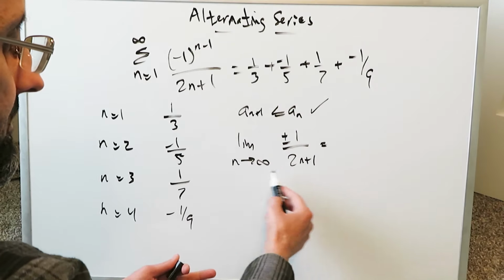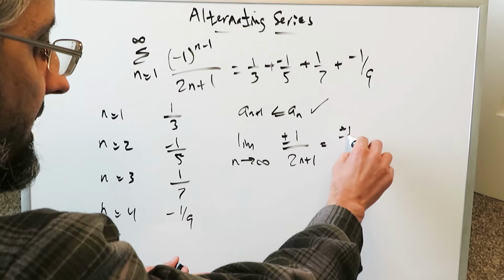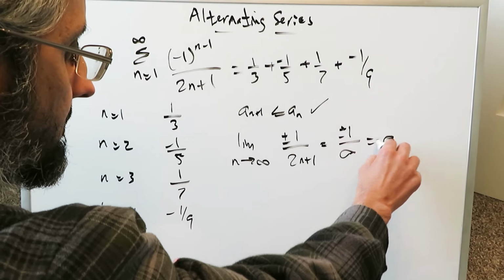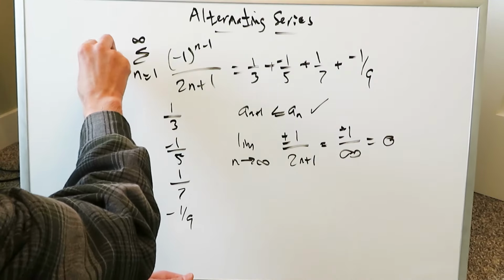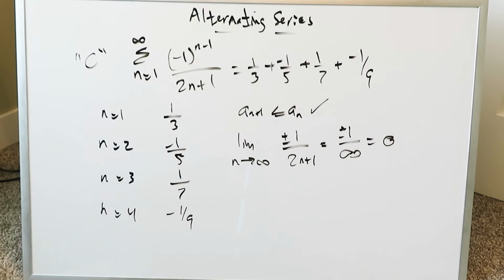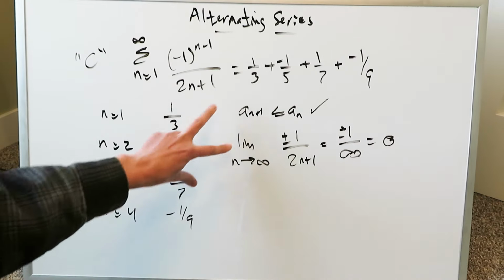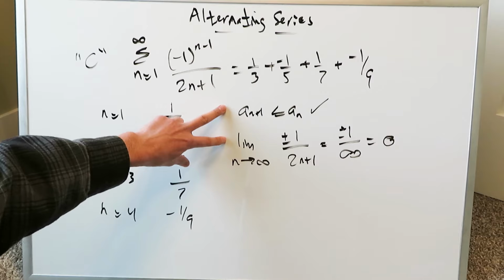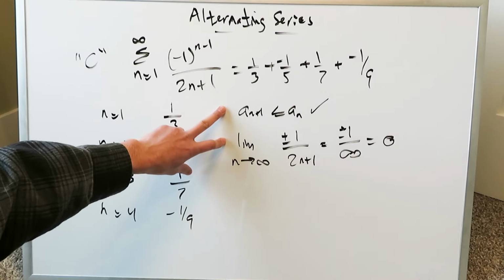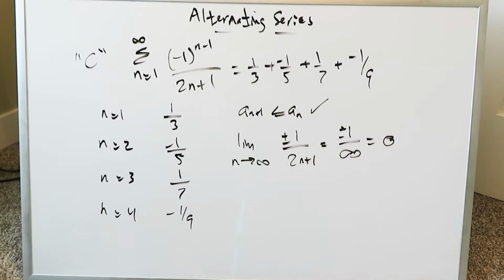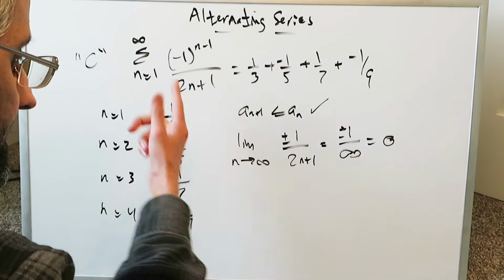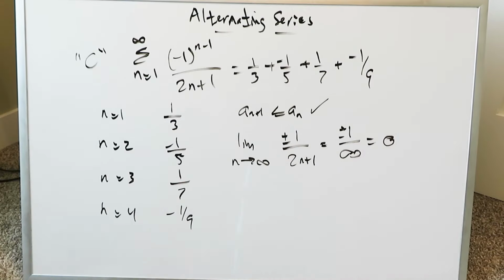When you evaluate this, you're always looking at a plus or minus 1 over infinity, which zeroes out, and you end up saying that this specific series is convergent, and it would be right because these two test conditions are met. These are your two test conditions for an alternating series that you need to satisfy for convergence. If any of these does not meet, then you are looking at something which is divergent.